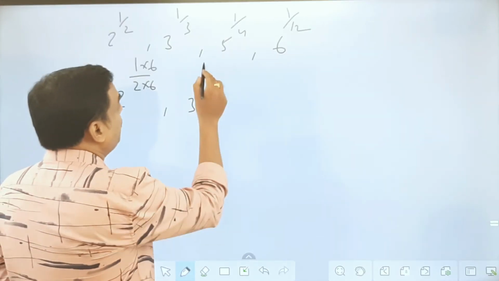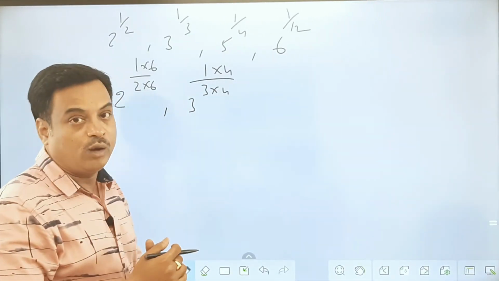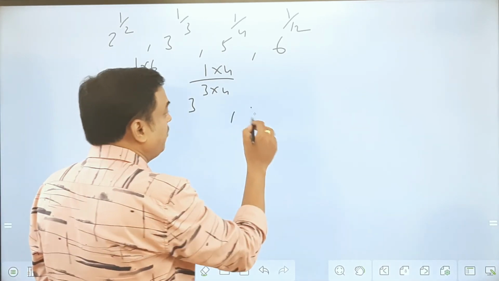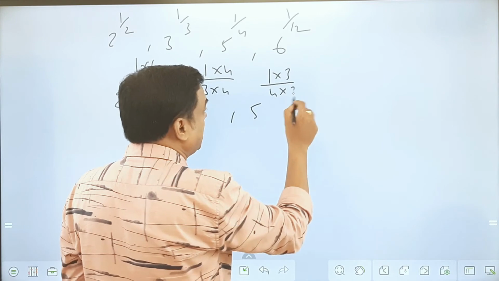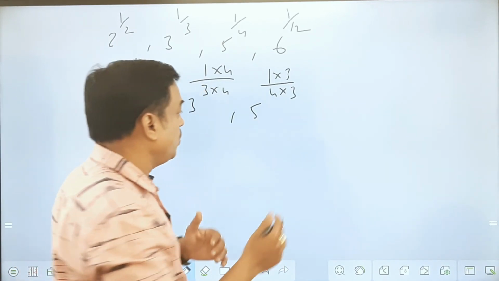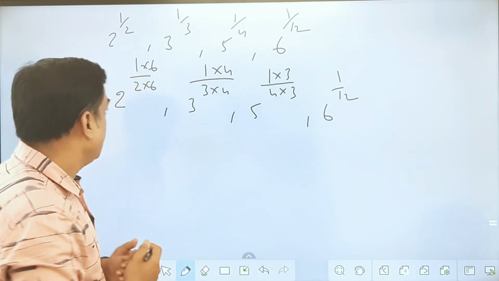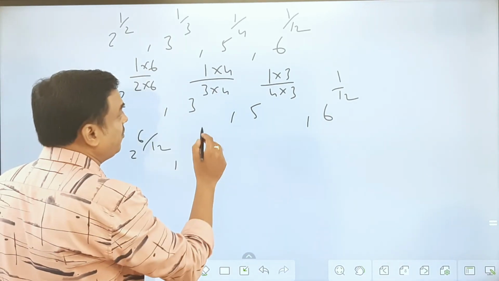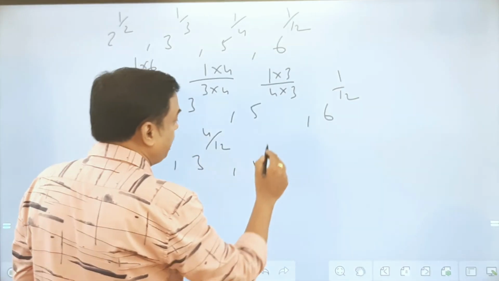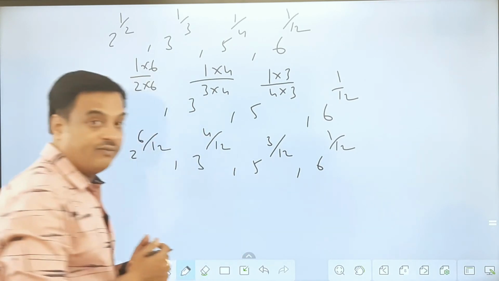Similarly, 3 to the power of 1 by 3, into 4 here, to make the denominator 12. Next one, 5 to the power of 1 by 4, into 3, and into 3 can be made denominator 12. And finally 6 to the power of 1 by 12 is what you have. And now it is 2 power 6 by 12, 3 power 4 by 12, 5 power 3 by 12 and 6 power 1 by 12 is what you have here.